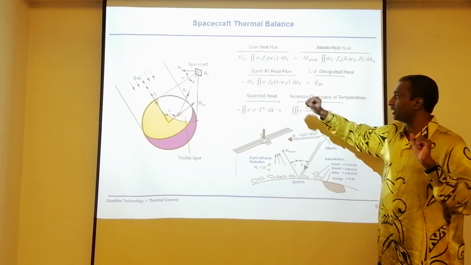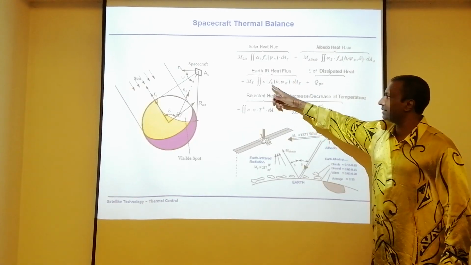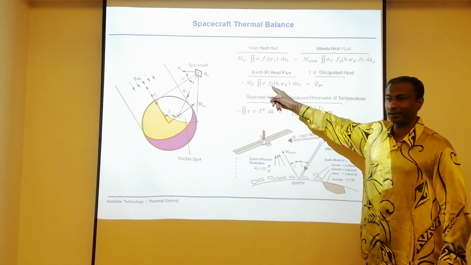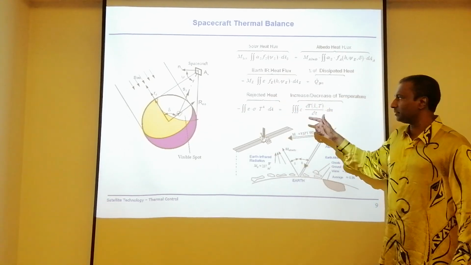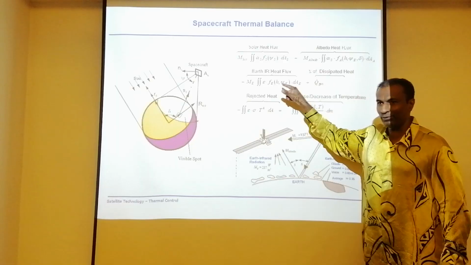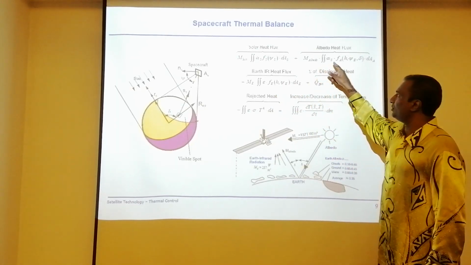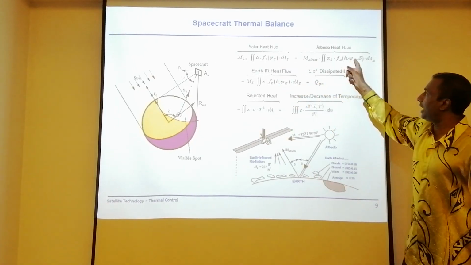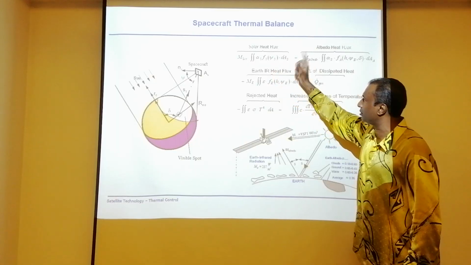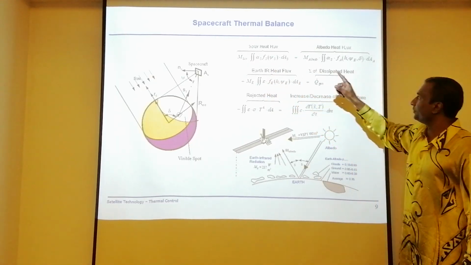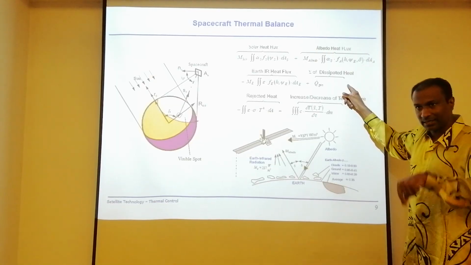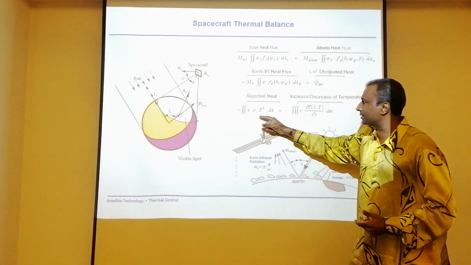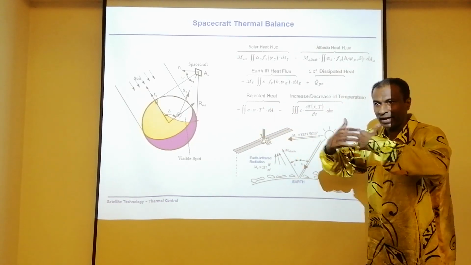Eclipse, same, but this is actually the field of view of planet Earth. It's the view factor of planet Earth. When you fly around planet Earth, you will always see planet Earth, so you will always have the infrared. But not necessarily will you always see the sun to have both. So look, the quantity is important here: solar heat, plus albedo, plus Earth infrared, plus dissipated heat inside your satellite from the battery, etc., minus rejected heat, the one you can reject.